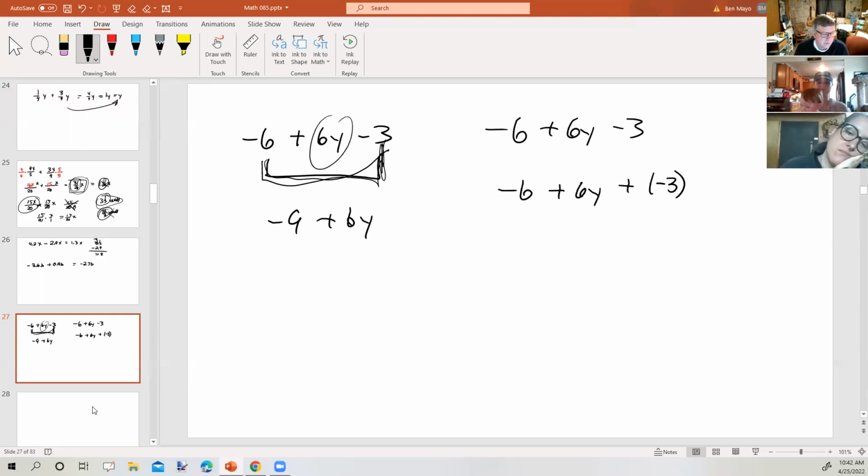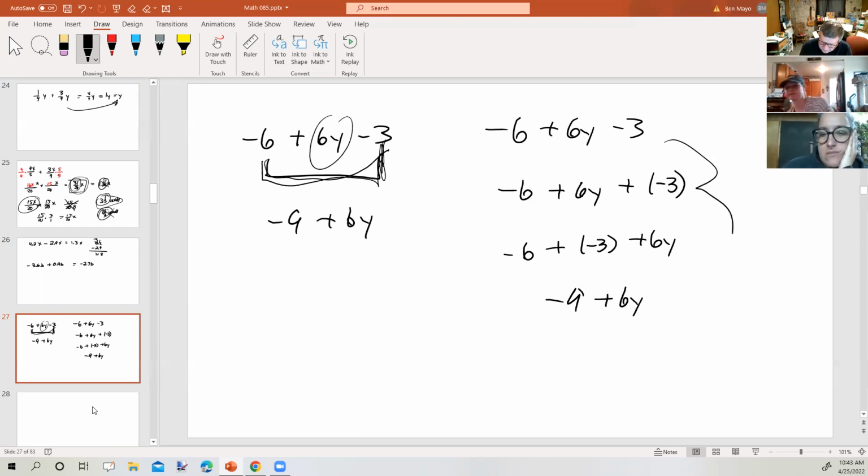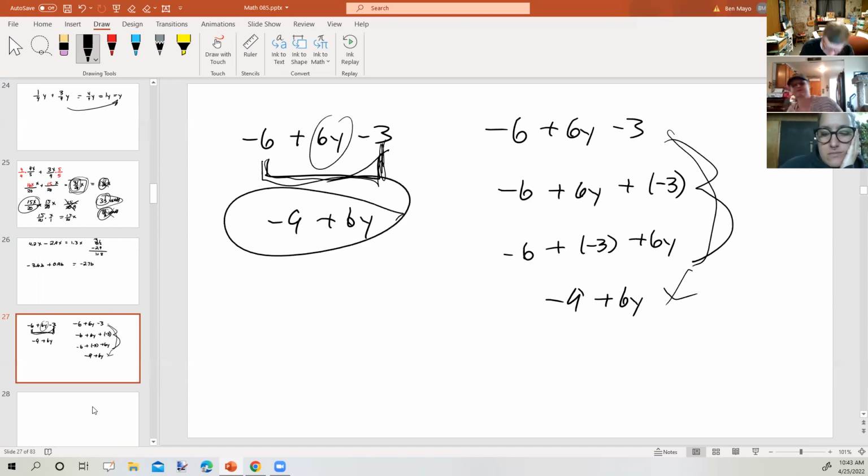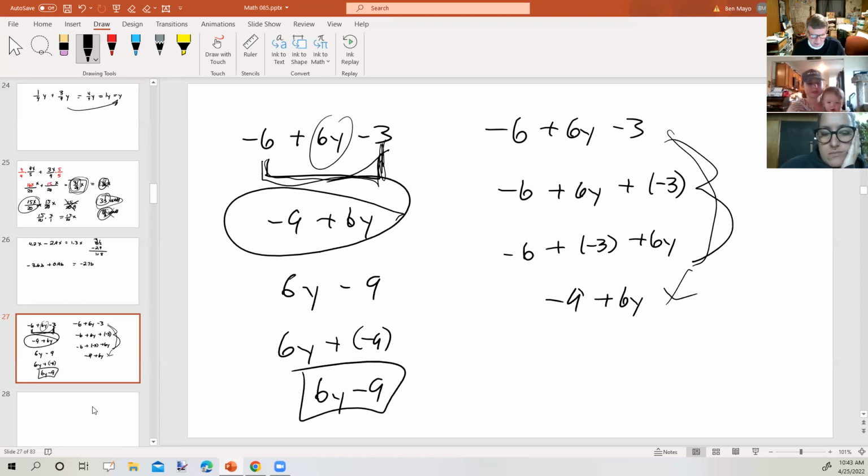Also, we talked about how addition and multiplication are commutative. So we could now change the order of the terms being added. So now I can do this. Now, it doesn't mean you have to go through all these steps to get there. I'm just justifying the legality of doing that. Okay. Likewise, I could write this as 6y minus 9, because I could write it as 6y plus negative 9, but that's the same thing as 6y minus 9. Okay.